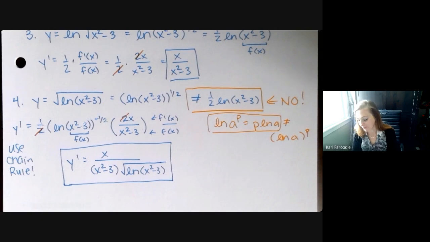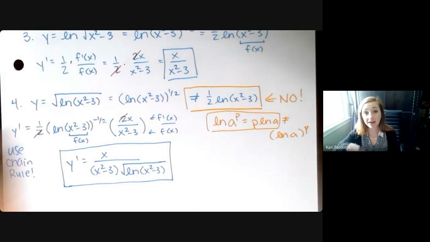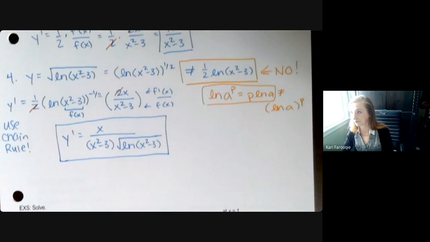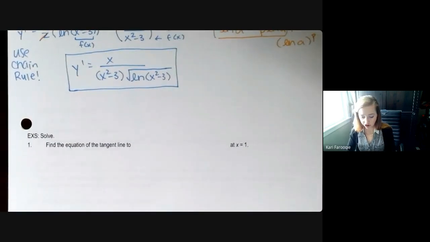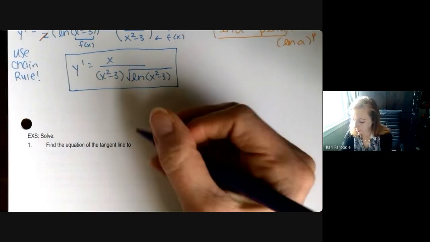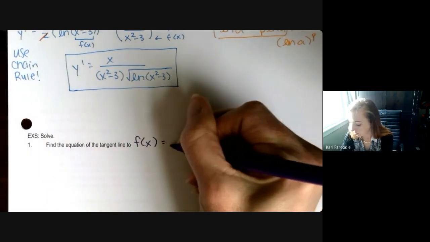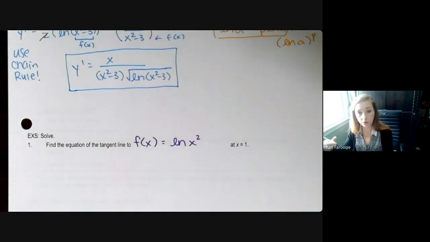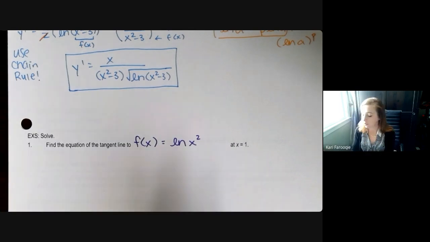All right. Now we're going to find an equation for the tangent line. So back to doing some of these applications from earlier chapters, but using logarithmic derivatives with them. Find the equation of the tangent line to f of x equals the natural log of x squared at x equals 1. Since you know that you need a point and a slope, you weren't actually given a point here. So you need to find a y value for this point. You might want to just do that now.